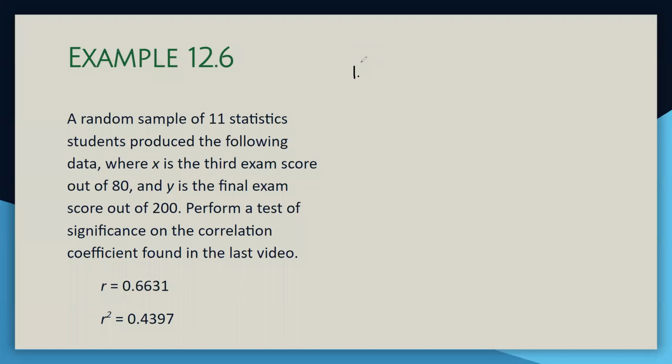So first step of our test of significance, we state our hypotheses. For a test of significance, which we're specifically told we're doing, I know it's rho equals 0 and rho does not equal 0. So no relationship in the population. And then this is, there is a relationship in the population. I'm going to erase that because it looks messy.